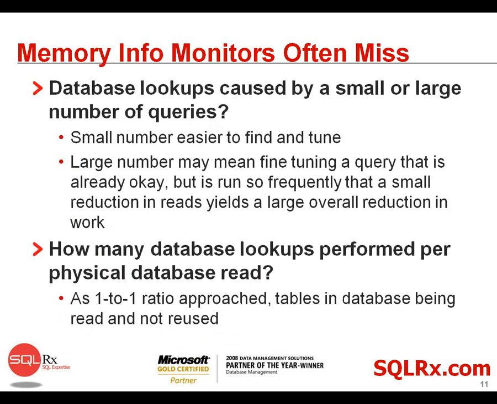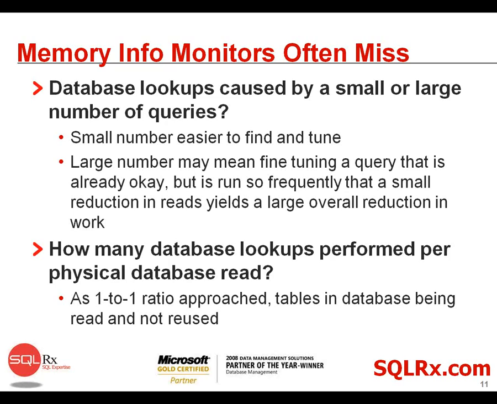Memory information that monitors often miss. Database lookups, are they caused by a small number or a large number of queries? A small number is easier to find and tune, obviously, because you have a few queries doing a lot of work. The large number of queries means that you've got a query that probably is okay but could be tuned further, and I've given you a couple of examples of those already. And overall, that can have a significant impact on your system.